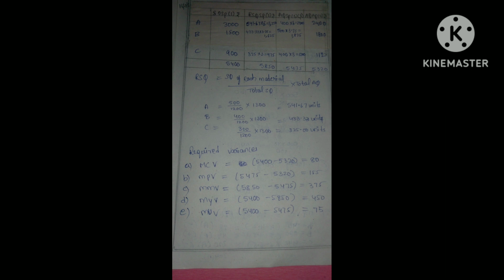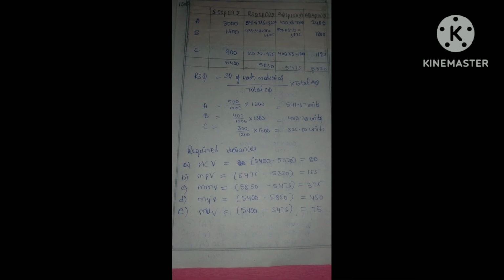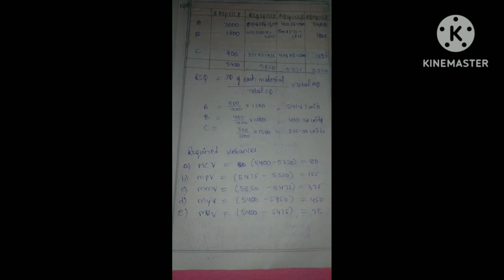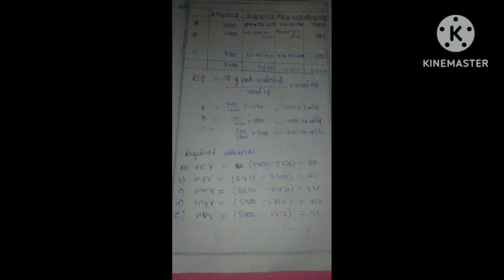Now we have to calculate the required variances, that is MCV, MPV, MMV, MYV and MUV. First we should calculate MCV. The formula for MCV is SQ into SP minus AQ into AP. Already we have totalized the values of SQSP and AQAP. So subtract 5400 minus 5320, we will get 80. That is the value of MCV. Now we have to calculate MPV. The formula for MPV is AQ into SP minus AP. We know the AQSP value, that is 5475, and AQAP value 5320. So subtract 5320 from 5475, we will get 155. That is the value of MPV.